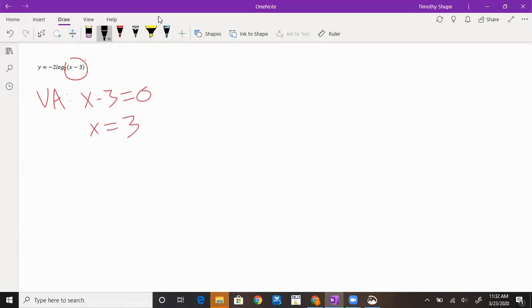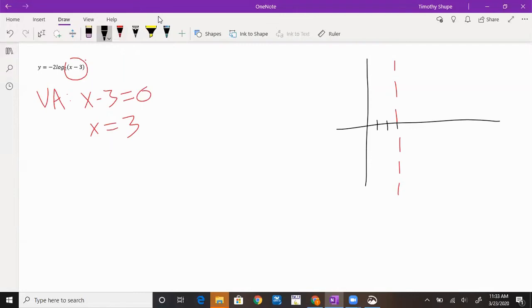So the very first thing I want to be able to do on my graph, I'm going to come over to the right side here and graph this, is put in that x equals 3 asymptote so I know where my boundary is. So I'm going to put that vertical asymptote in and know that I'm always going to be on the right side of that asymptote with this graph because I have a positive x in my equation.